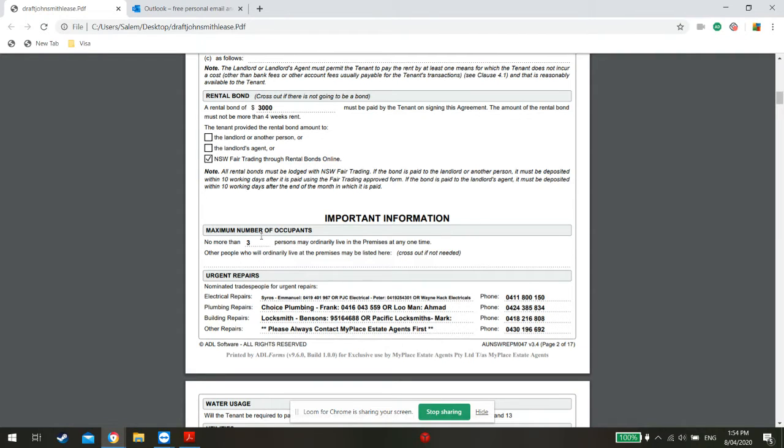Maximum number of occupants. So you've got here a hypothetical 3 people living at the premise at one time. Obviously, it will change depending on your own circumstance, whether you have kids or a spouse or it's just yourself.